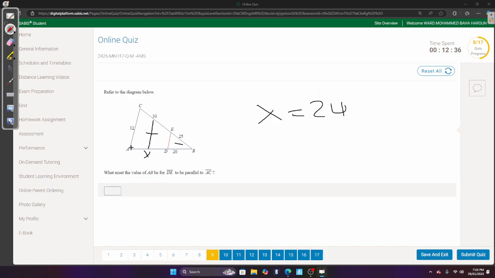Now, after you get the answer, what must the value of AB be? We have 20, and now we got x, which is 24, so we just add them together. 20 plus 24 is equal to 44. You don't multiply these two, you add them. You add AB, and we found that x is 24. It's so simple. It is equal to 44.